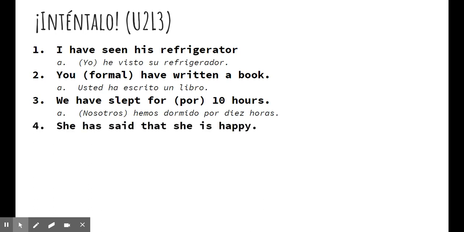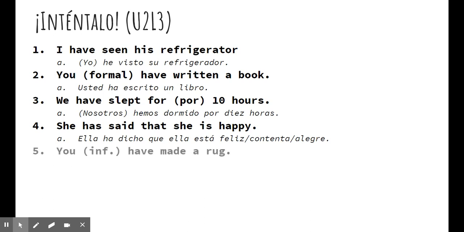Número 4, she has said that she is happy. You should have ella ha dicho que ella está feliz o está contenta o está alegre. Número 5, you, informal, have made a rug. Should have tú has hecho una alfombra. The to there is optional. I forgot to put the parentheses around it, but it is optional.